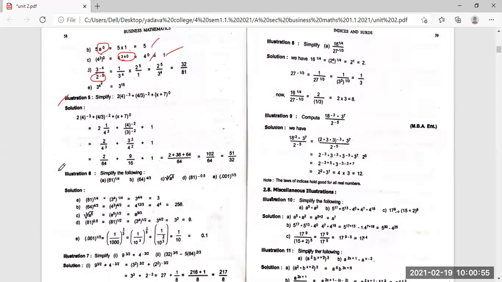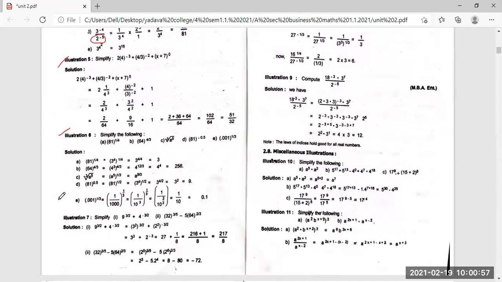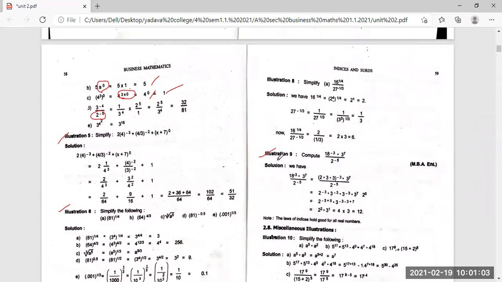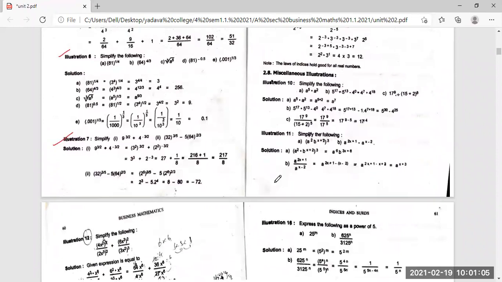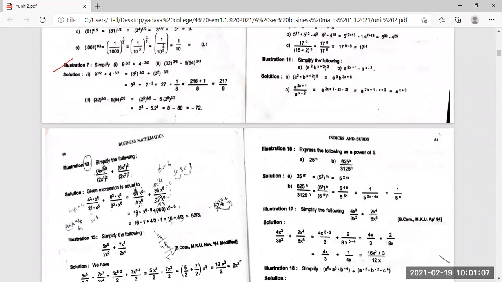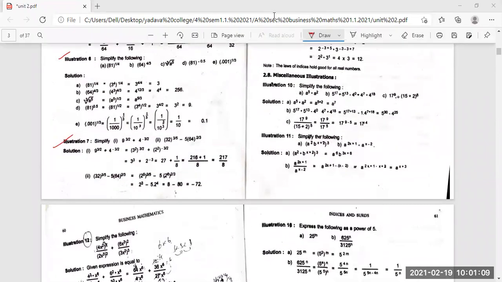So illustration 5, illustration 6, same thing. Illustration 7 is also a homework problem. Illustration 9. So up to this, you have to do it.